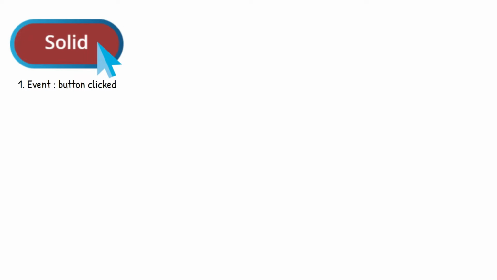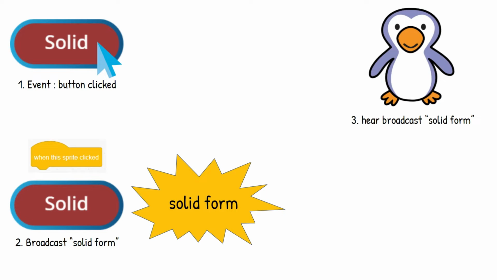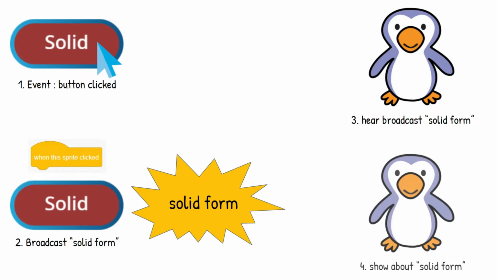Whenever there is an event in Scratch, which originates from the yellow block, we can tell Scratch to broadcast a message. For example, every time a solid button is clicked, we can tell Scratch to broadcast a certain message, for example, show solid form. It is as if we are telling the solid button to shout, show solid form. But we can't hear that scream. The only ones who can hear the scream are other sprites on the Scratch, for example the penguin sprite. Sprites that hear screams can do certain things, according to the message being broadcasted.